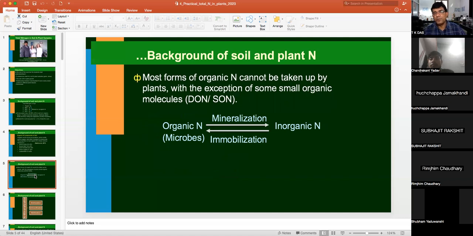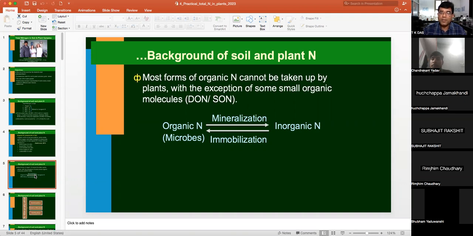Now see, most forms of organic nitrogen cannot be taken up by plants. Underline this statement. Most forms of organic nitrogen cannot be taken up by plants, with the exception of some small organic molecules. That means organic nitrogen can also be absorbed by the plants. Students always think that it is mostly inorganic nitrogen which is always taken by the plants.